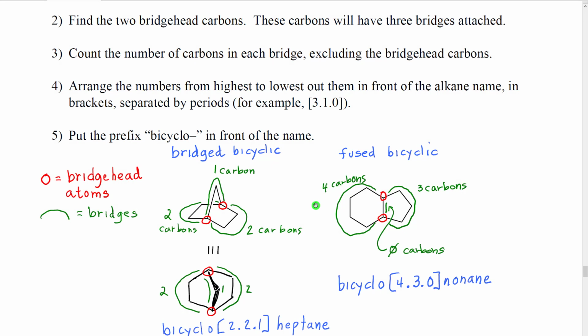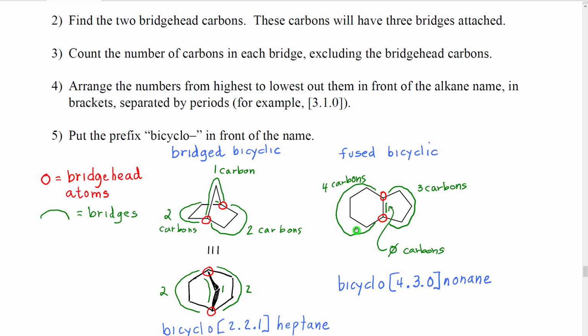Next, what we're going to do is identify what are called bridgehead carbons. Bridgehead carbons are the carbons that are simultaneously in all of the possible rings. So in the fused bicyclic, they're pretty easy to identify because they're the carbons at the end of the bond that the 2 rings share. I have them circled here. These would be the bridgeheads.